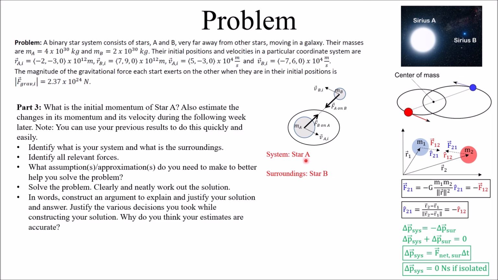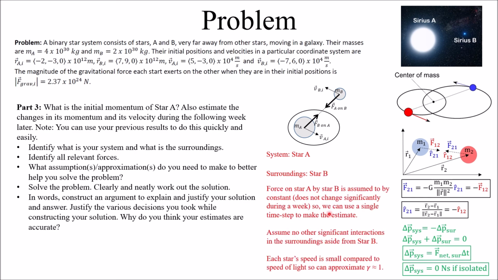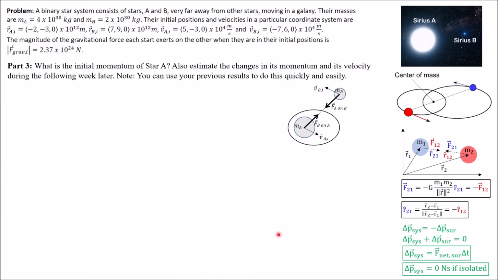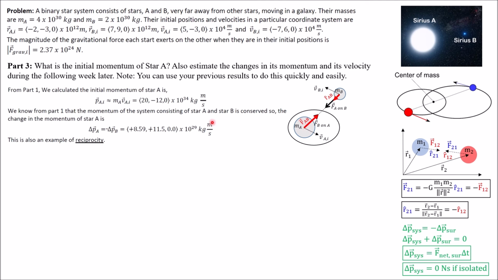And so now we'll set our system to be star A and our surroundings to be star B. And so again, we'll make our similar assumptions, and we will get on to the business here. And so in this case, we kind of have the opposite effect here, where our unit vector is going to be, again, in the opposite direction of the force, but we're considering our system to be the star A and not star B. And so one thing we can do, though, is basically just use the reciprocity idea, and we can say that, well, we calculated the initial momentum in part 1, so that's what we can start with.